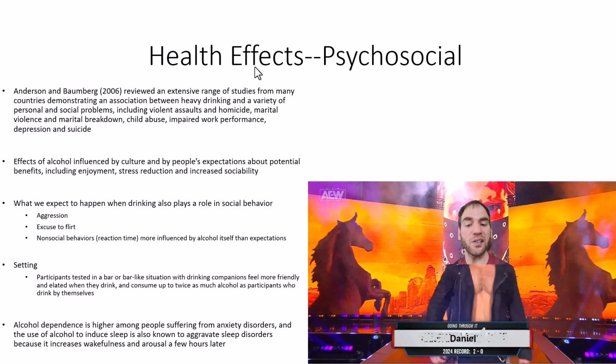What we expect, in other words, to happen when drinking can also play a role in our social behavior while drinking. This can include aggression or an excuse to flirt. Non-social behaviors, however, such as reaction time, are more influenced by alcohol itself than expectations. So stopping there momentarily, we have this 2006 study wherein heavy alcohol use was found to be correlated with social problems, work problems, and domestic violence against children and your spouse as well.